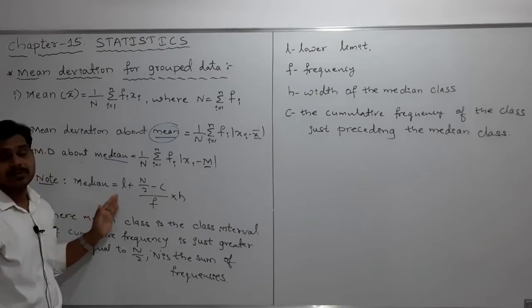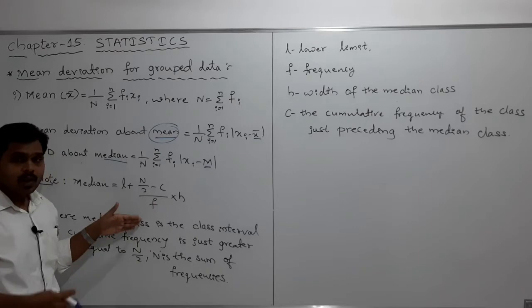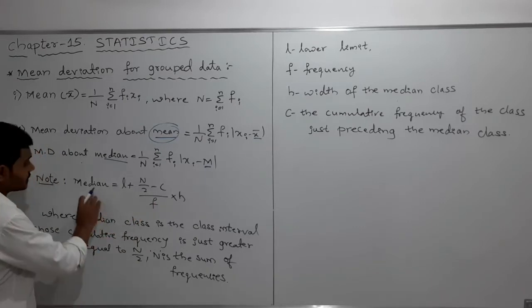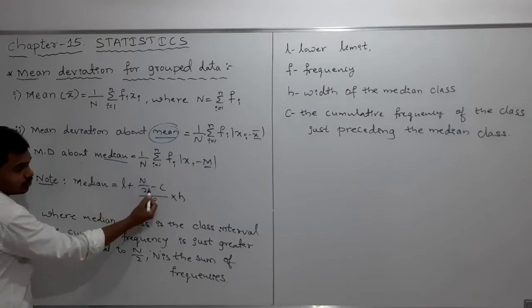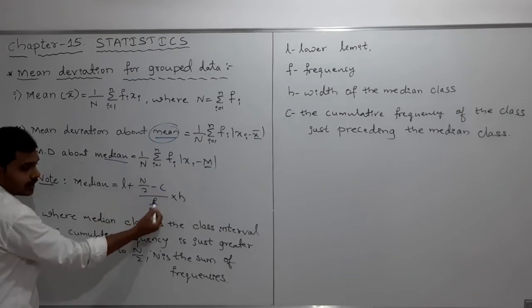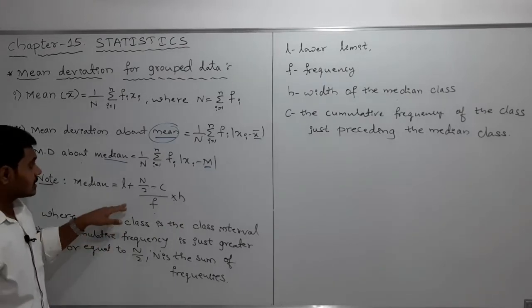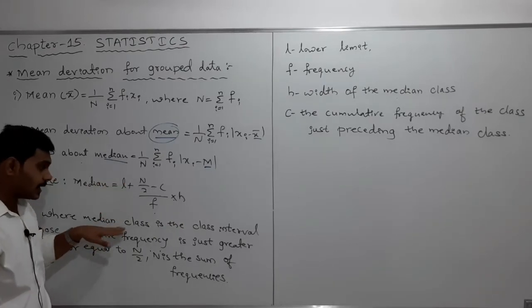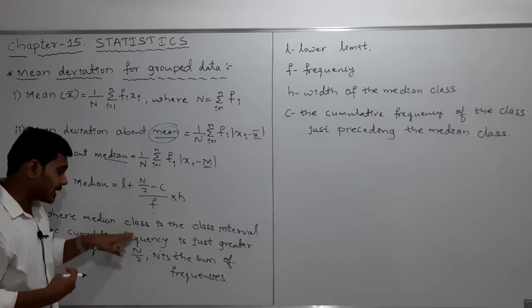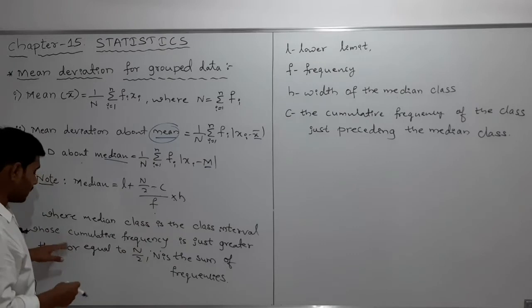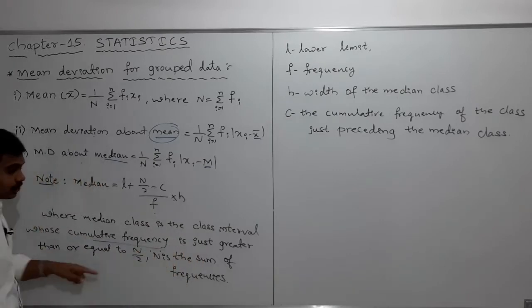How to calculate this median? This also we studied in the earlier classes, but still I am recalling it once again. What is the formula for median, my dear students? Median is equal to L plus n by 2 minus c, whole divided by f, into h. Here you should calculate the median class. How to calculate the median class, my dear students? Median class is the class interval whose cumulative frequency is just greater than or equal to n by 2.